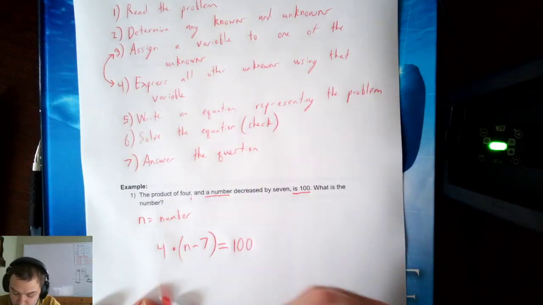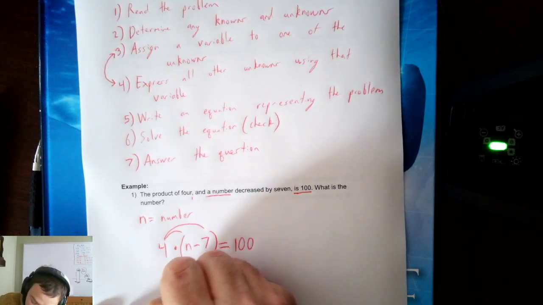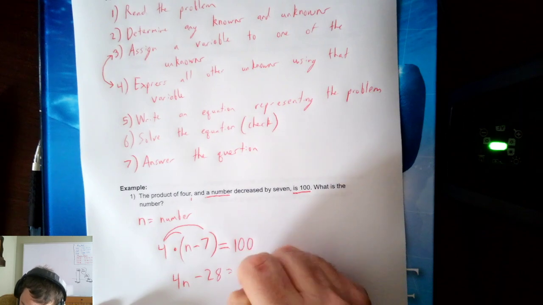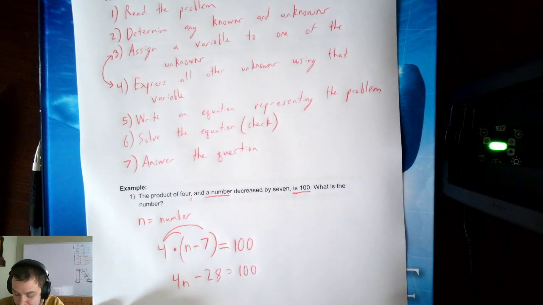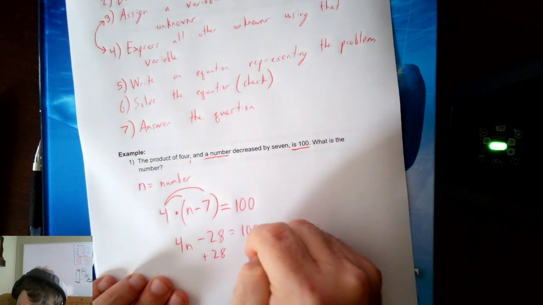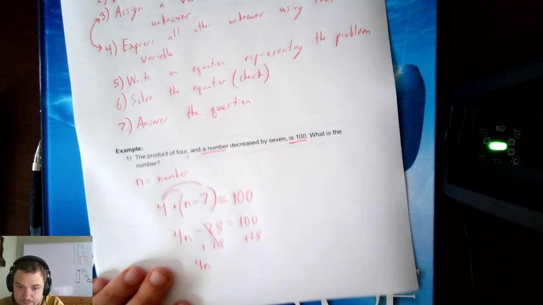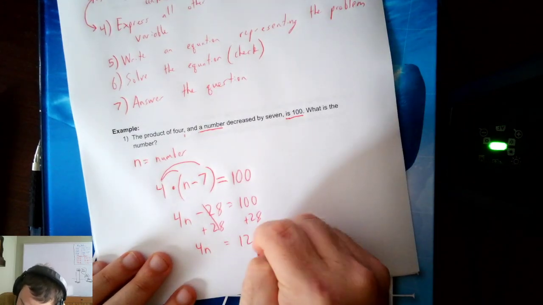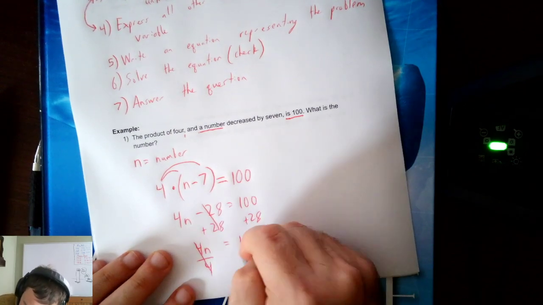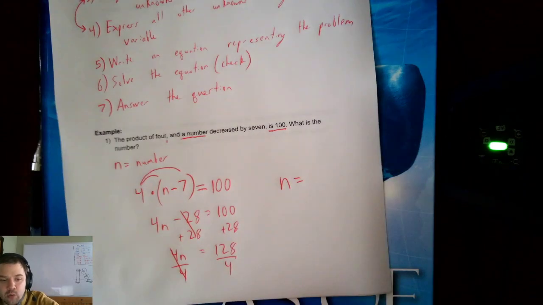Now I need to solve the equation. Well, to solve this equation, we need to distribute. We get 4n minus 28 equals 100. Now that I've distributed, I want to balance the equation. To do that, I need to add 28 to both sides, because that will leave me with 4n equals 128. The last step, I got to divide by 4. Divide by 4 gives me n equals 128 divided by 4.